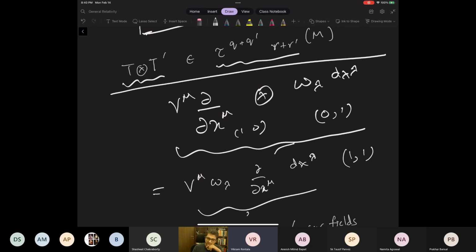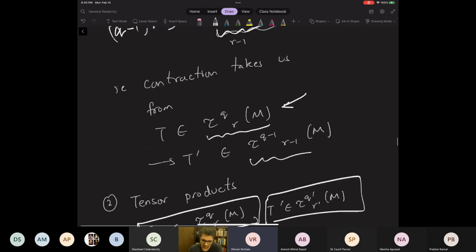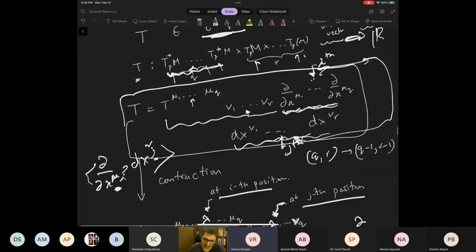Now I can feed this a dual vector and I can feed this a vector, and the action on that will result in a real number. So this is some tensor of type (1, 1). These are two operations which are useful when we talk about tensors.